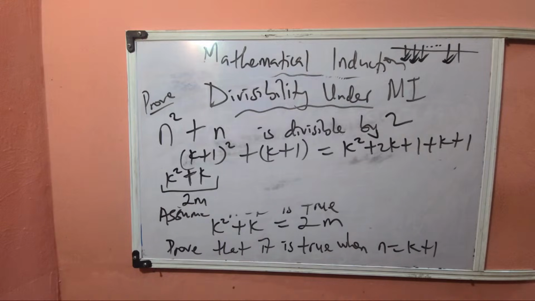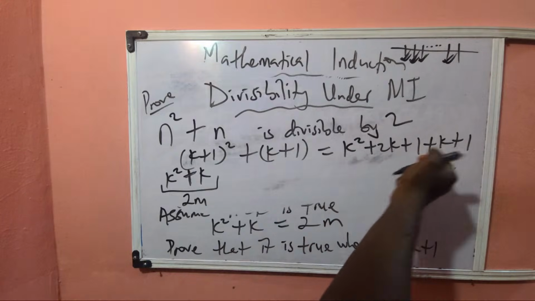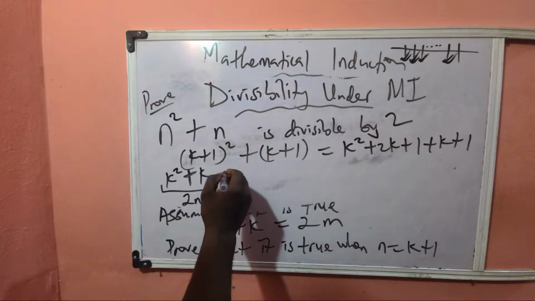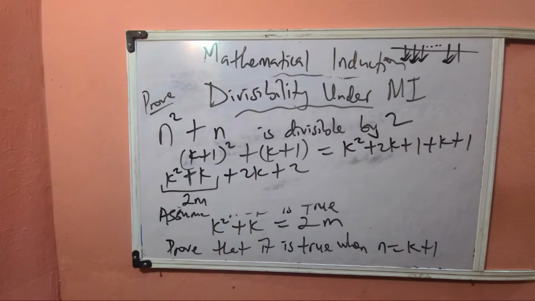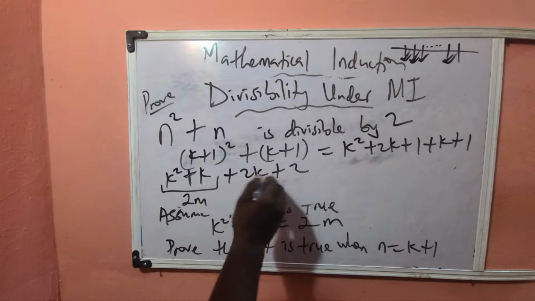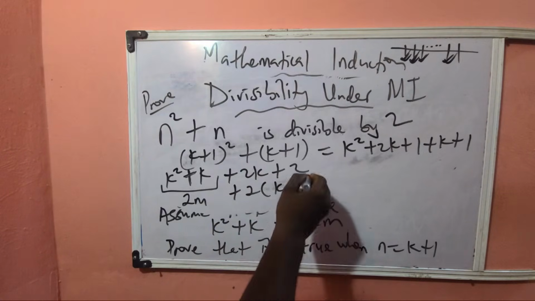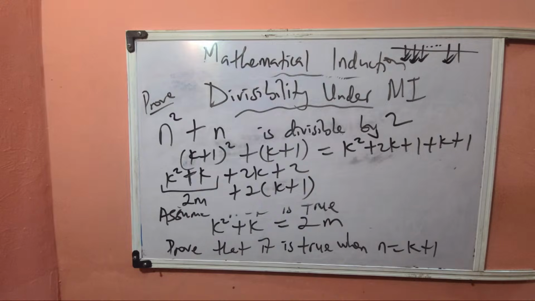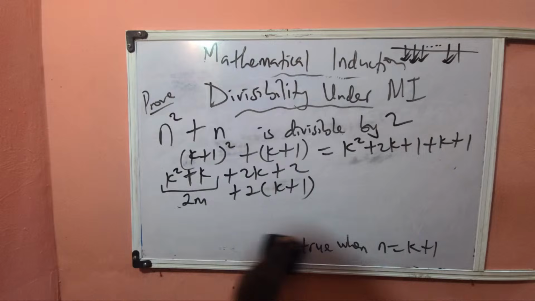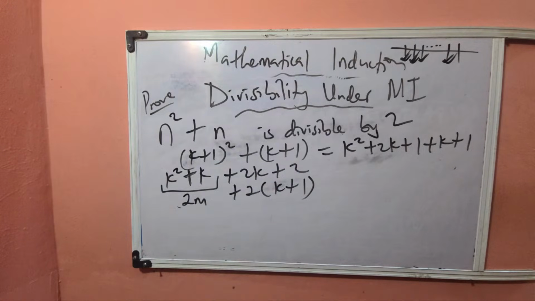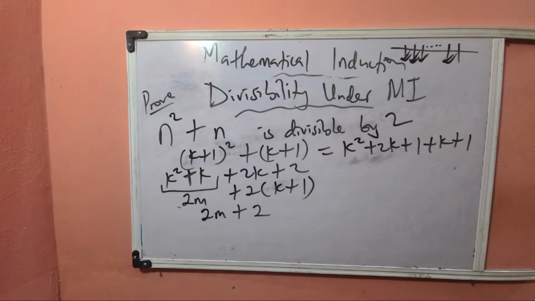So let me go on to work with the rest. I'm left with 2k plus 2, because 1 plus 1 is 2. So I'm left with plus 2k plus 2, which, if I decide to factorize this out, I'll factorize 2 into brackets k plus 1. All right, I'm sure everybody can follow that. So this will be 2m plus 2 times k plus 1.